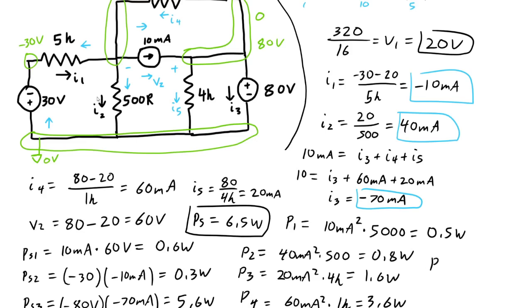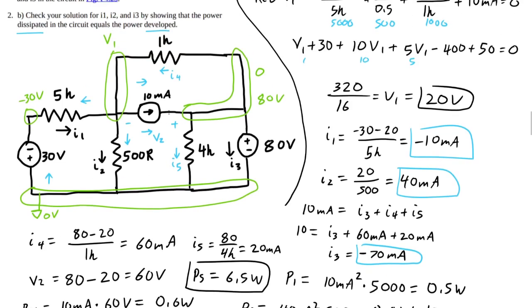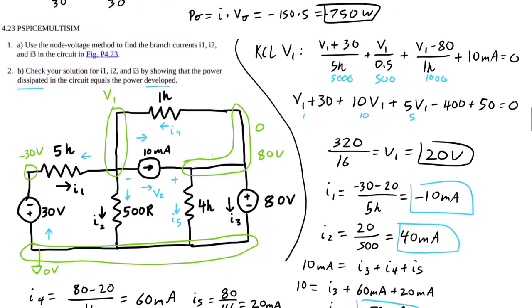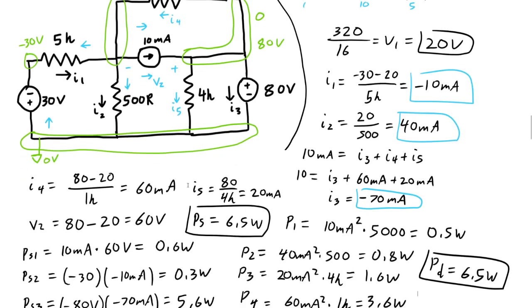So let's go add them all up. Power dissipated, 0.5 plus 0.8 plus 1.6 plus 3.6 equals 6.5 watts. So our answers make physical sense. There's no more energy coming in or leaving than there was to begin with. And everything's worked out. We'll go on to the next one.